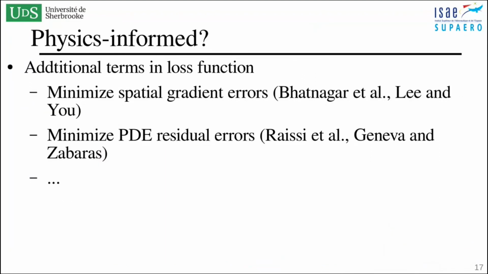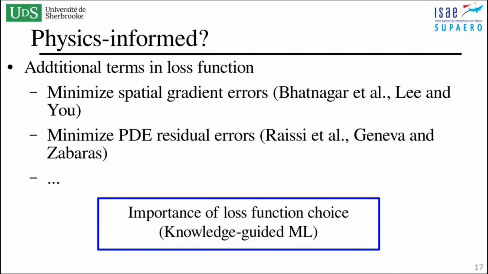Finally, about this literature review, we can also enforce some additional constraints on the loss function. So that's the way we train our neural networks. Some examples are the minimization of the spatial gradient errors, found, for example, in Bhatnagar or Li and Yu. And also we can find examples where they directly minimize the partial differential equation residuals in the loss function of the neural network. So the important idea here is that we can add some extra information to the loss function in order to guide the machine learning algorithm to fulfill some physical constraints.